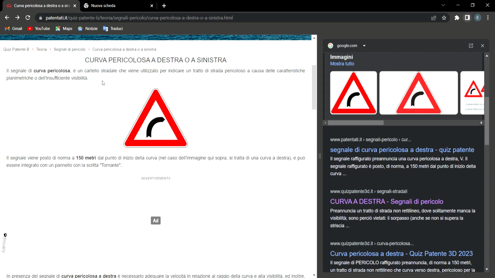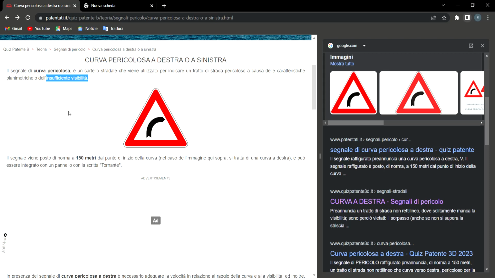Now, what he's trying to say here is that this very sign, this very symbol here, is known as a dangerous sign, segnale di pericolo, and is used to describe or to indicate a road that has a dangerous curve on the right hand side with an insufficient visibility. Insufficient visibility means poor visibility, as you can say in English.